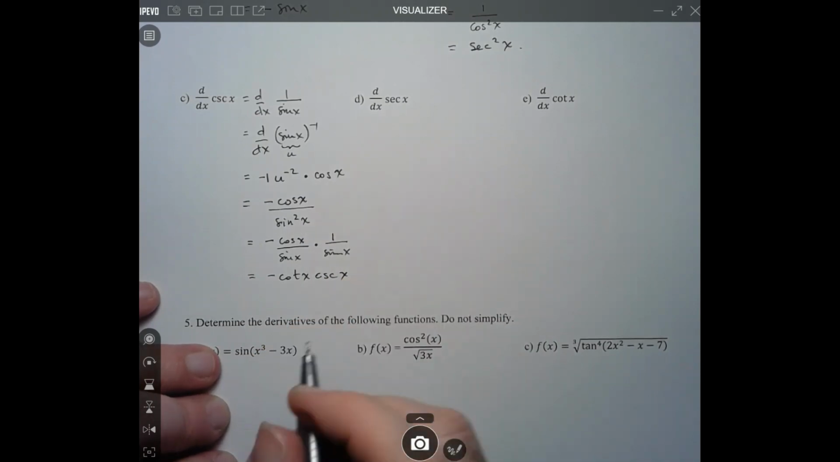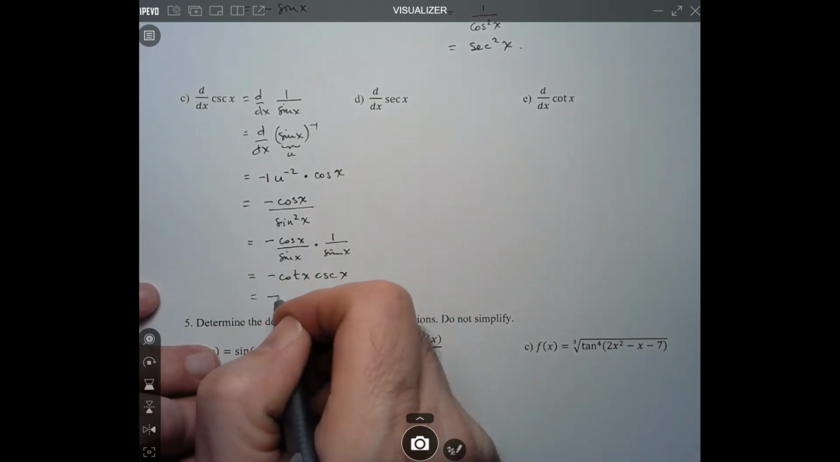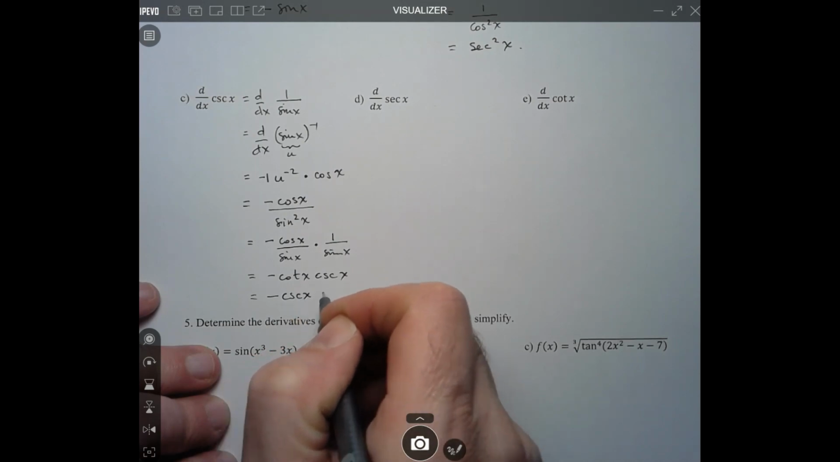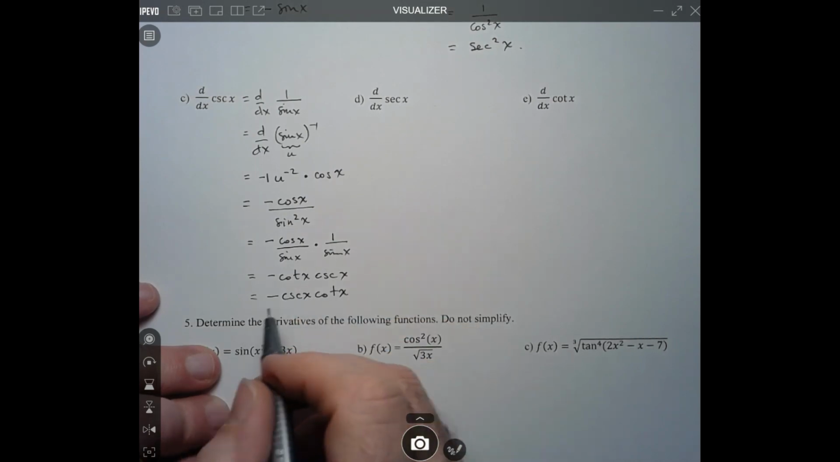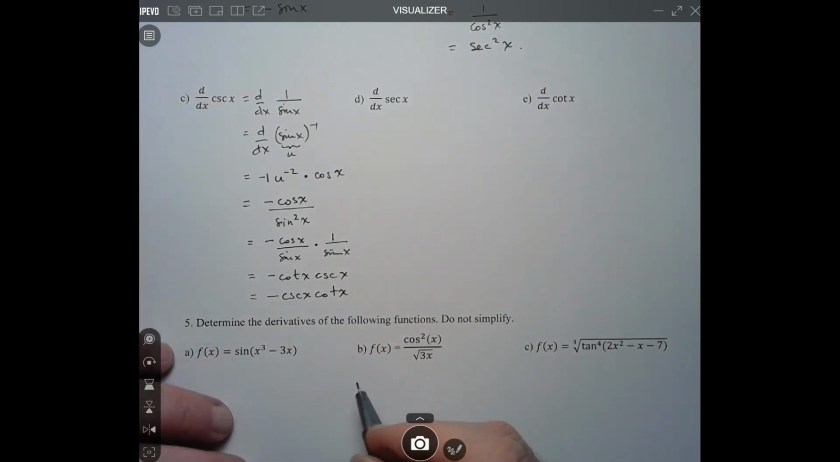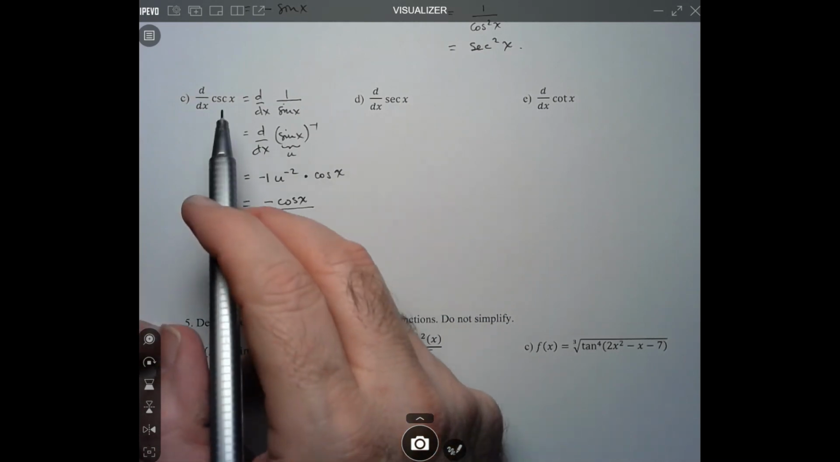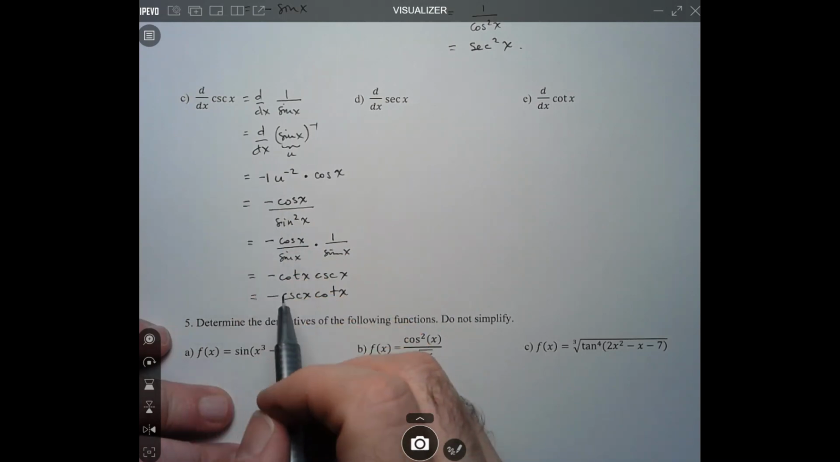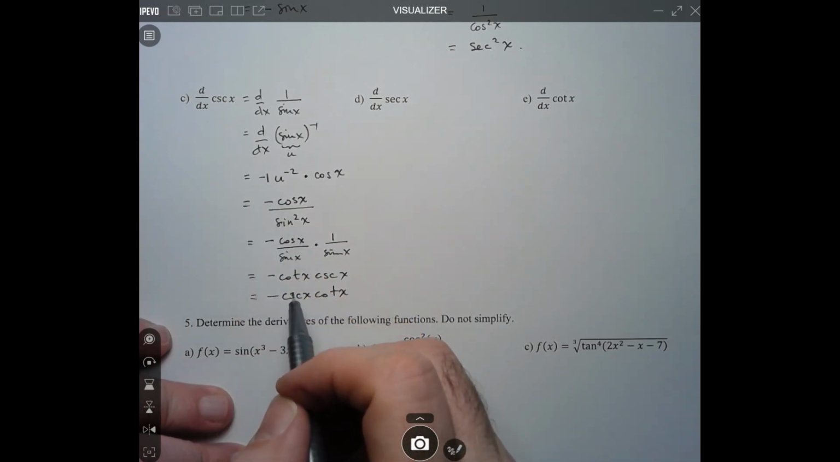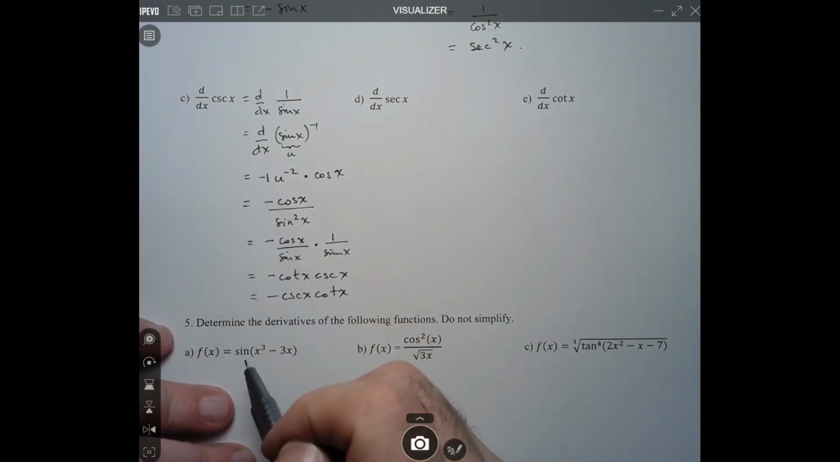Okay? And in fact, it's usually written the other way around. Negative cosecant x cotangent x. Of course, it doesn't matter because this is commutative. But in the end, we see that the derivative of cosecant contains cosecant multiplied by cotangent.